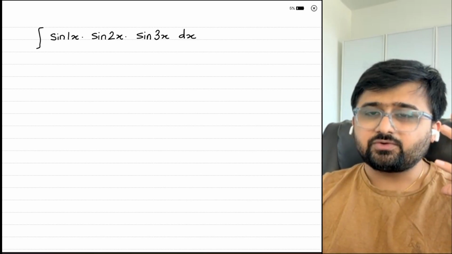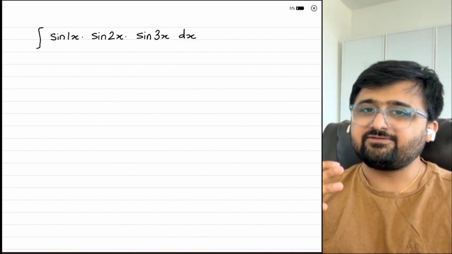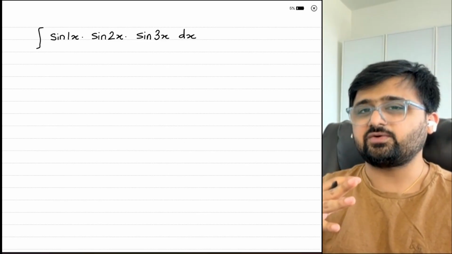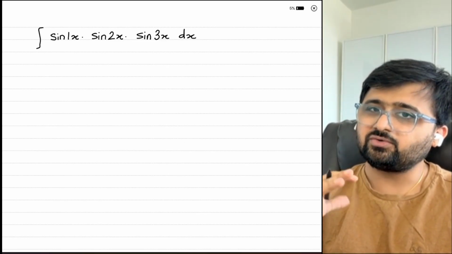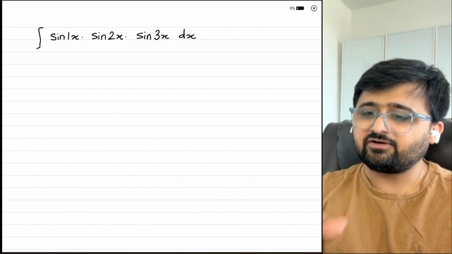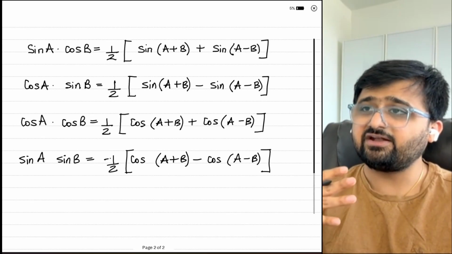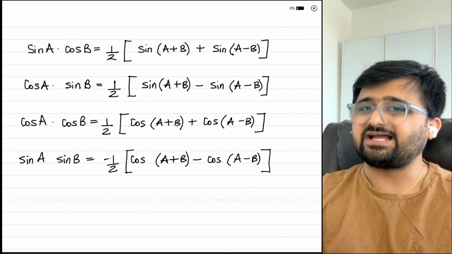Remember that whenever you want to integrate the products of the sines or the cosines term, we use something called defactorization formulas in trigonometry. Defactorization formulas are the formulas which convert that product into addition or subtraction and make our integrals super easy. There are four defactorization formulas in trigonometry that you see on the screen right now.